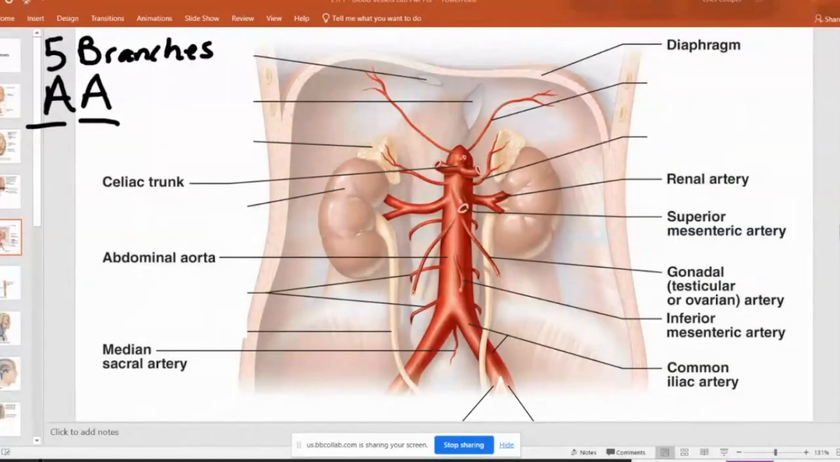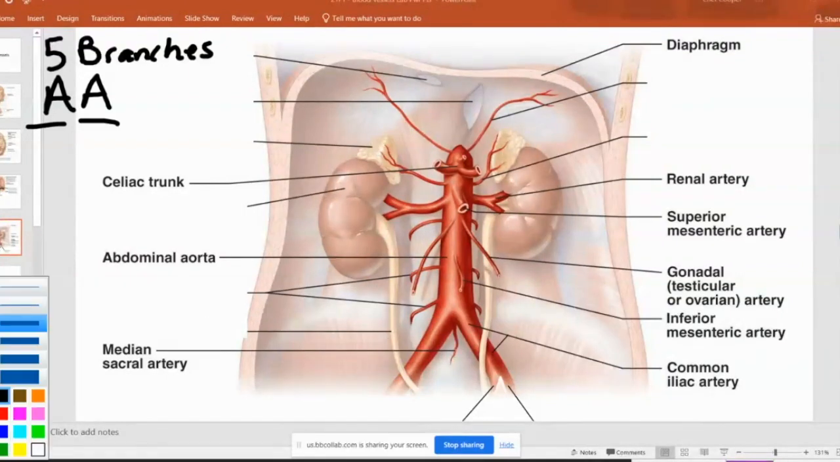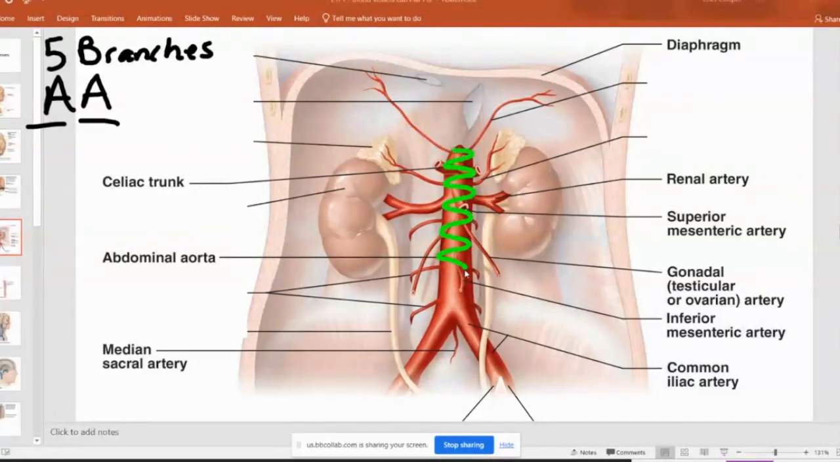Yes, sir. Sure. We're going to do now the major branches of the abdomen. These all branch off of the main artery. I'm going to show it to you, and then I'm going to erase it so we can see. Here was our diaphragm. There is the abdominal aorta after it went through the diaphragm. All those little ones are branches off of this.